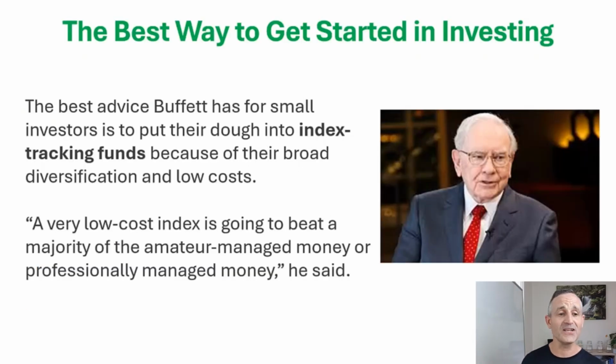Okay, so I want to finish now with some advice from Warren Buffett, who is by far the smartest investor in the world. And he says his advice for small investors is to put their dough into an index tracking fund because of their broad diversification and low costs. So this is exactly what we've narrowed your pool down to: low cost index funds that will allow you to just get started investing, allow you to dollar cost average into it without really worrying about it too much. And as long as you've got a 7 to 10 year time frame, then ultimately we do see markets and investments head up over those kinds of time frames.